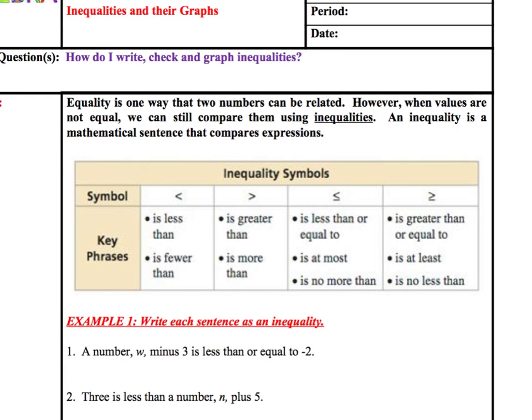We're continuing our unit on solving inequalities here in chapter 2. And so we are going to talk about our 4 inequality symbols. They're also posted in our room. Is less than, is greater than, is less than or equal to, and is greater than or equal to. You also have some key phrases here that will be helpful for you to look at. So keep these notes out as you work on stuff so you have those to help you.